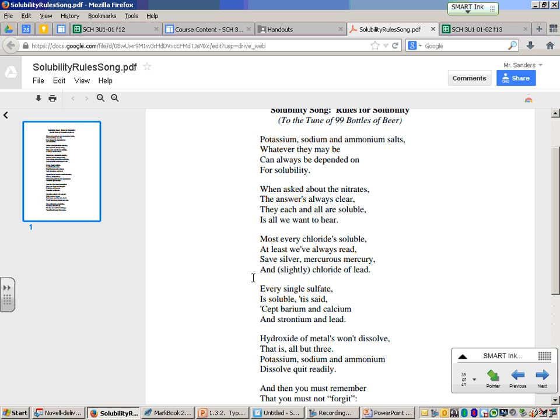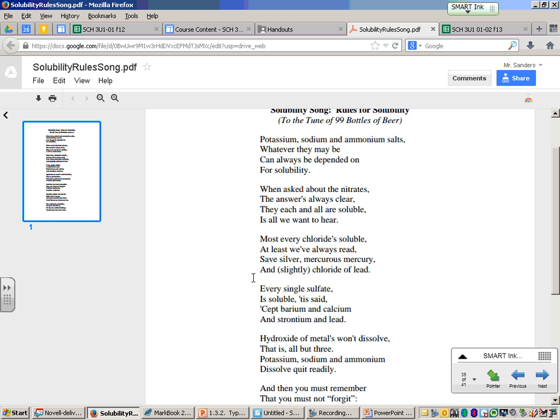All right? So yes, the solubility song is a little silly, but I do like the first two because it tells me what I can use if I need something soluble. And then most every chloride soluble, at least we've always read, save silver, mercury, and slightly the chloride of lead. What that essentially says is pretty well all chlorides are soluble. Save means except silver, mercury, low oxidation state mercury, and lead. Anyway, you guys are going to be using the table, but keep in mind potassium, sodium, ammonium salts.